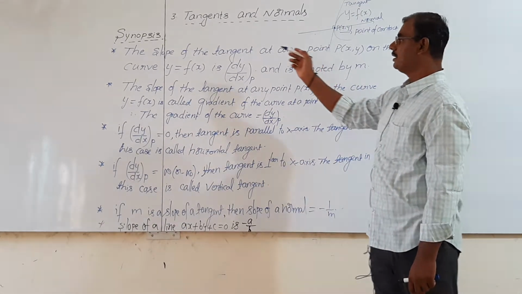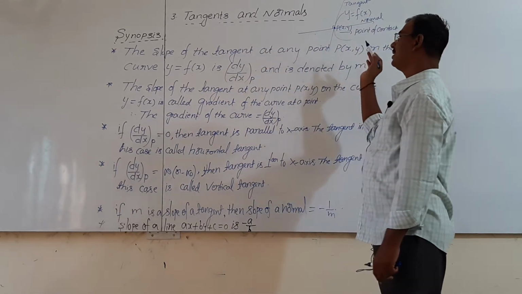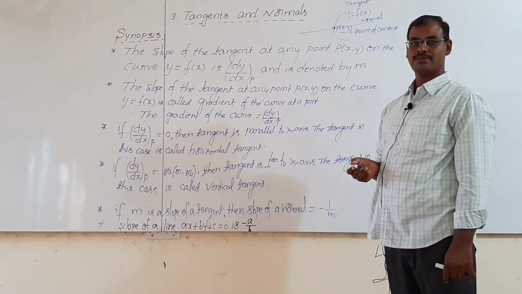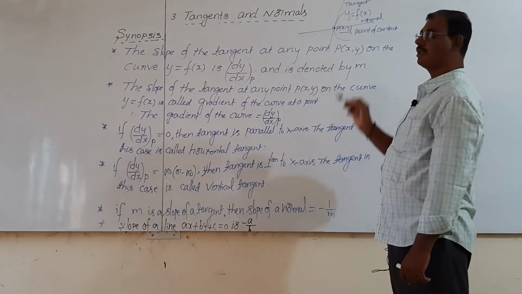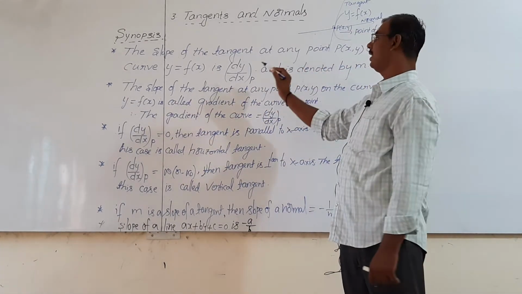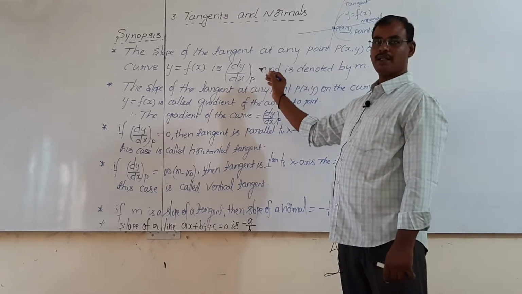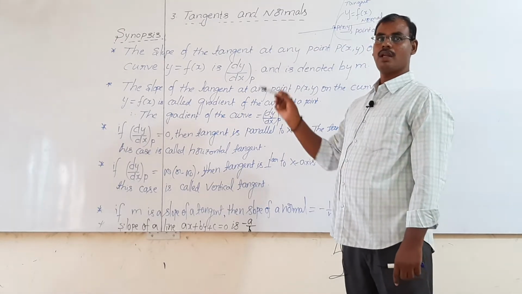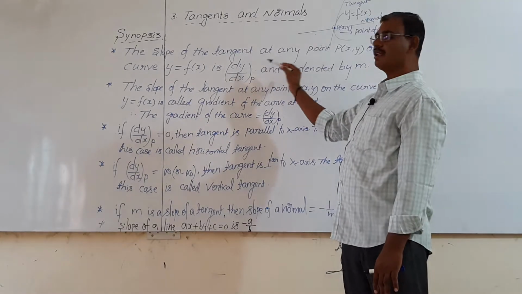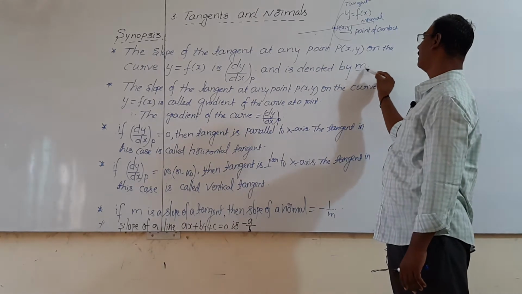You remember these points. What is the slope of a tangent to the curve y is equal to f of x at any point on the curve? To find the slope of the curve at any point is dy by dx at the point P. It is denoted shortly by the letter m.